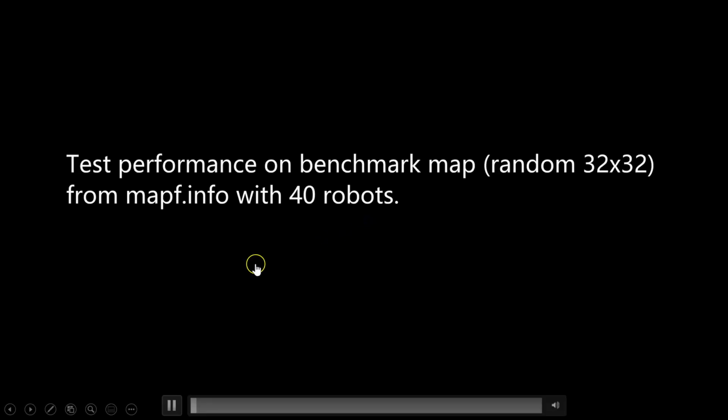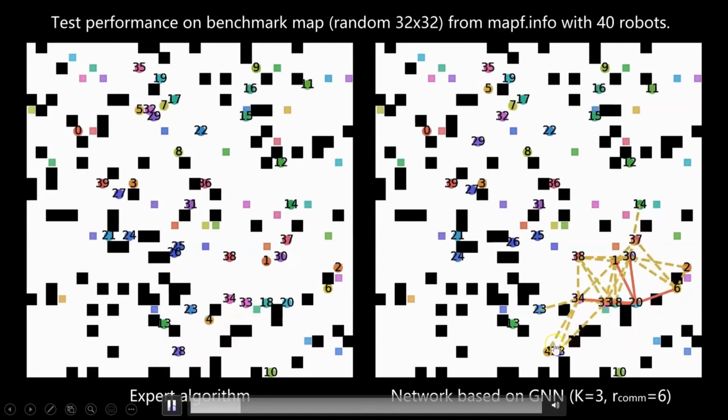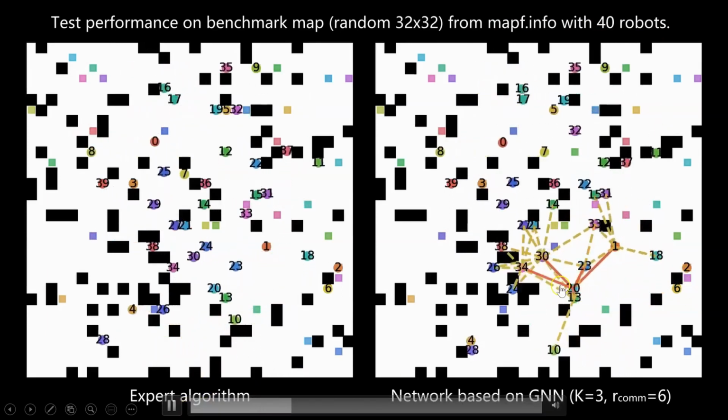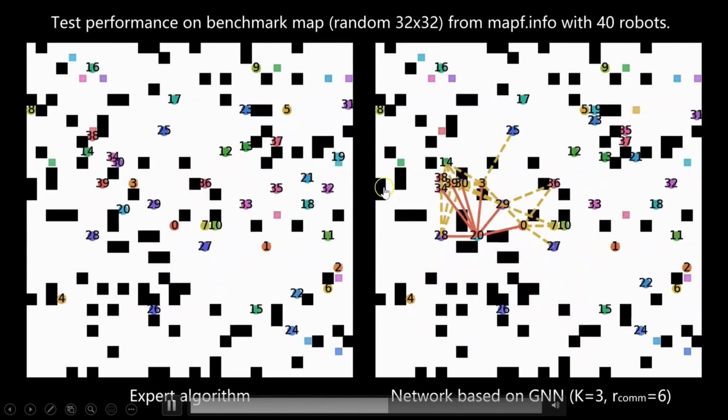Let us watch another video testing a network trained on 10 robots on 40 robots in the unseen map Den520d, a benchmarking map from MovingAI. In the panel on the left, all robots move according to the path computed by the S-bar algorithm, CBS. In the panel on the right, all robots move according to the path computed by the proposed network. Let us take robot 20 as an example. The red line shows the one-hop communication neighborhood of robot 20. The orange dashed line represents the two-hop communication neighborhood.